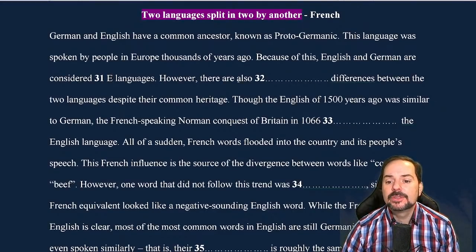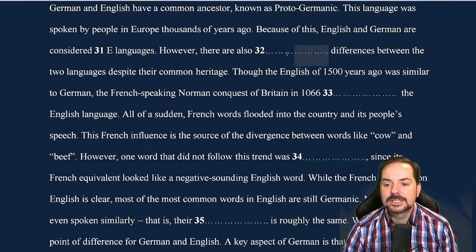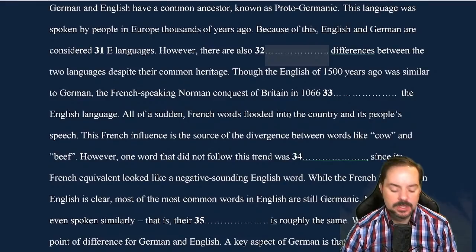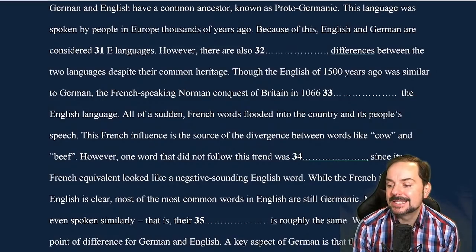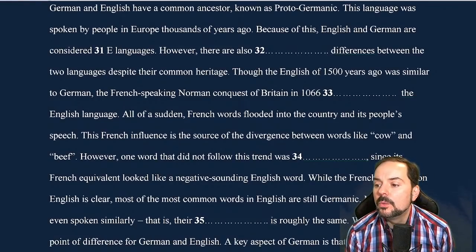So, however, there are also something differences between the two languages despite their common heritage. There are also what differences? Okay, what would you write here? So there are also what kind of differences? Yeah, and everybody got sister, which is great. So what kind of languages?